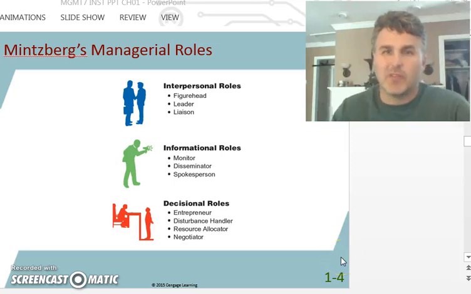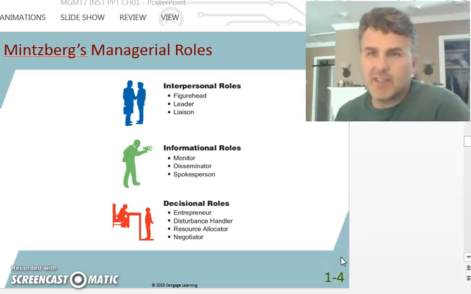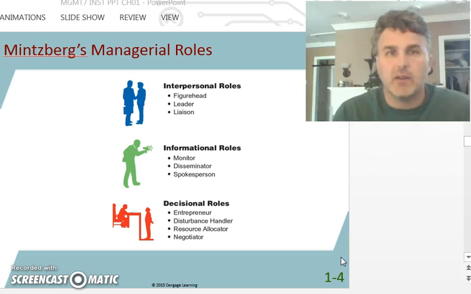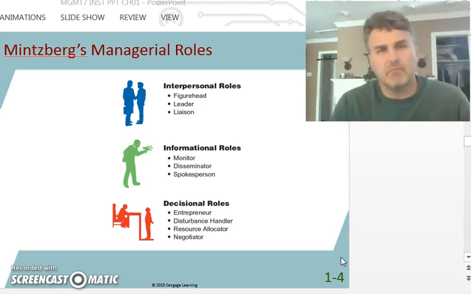Okay, I think this is part 3, and we're going to try to get through the rest of this chapter here. This is Mintzberg's managerial roles. And basically, again, we're trying to break up the managerial roles and what managers do in terms that are easy to remember. And here we have 3 main ones.